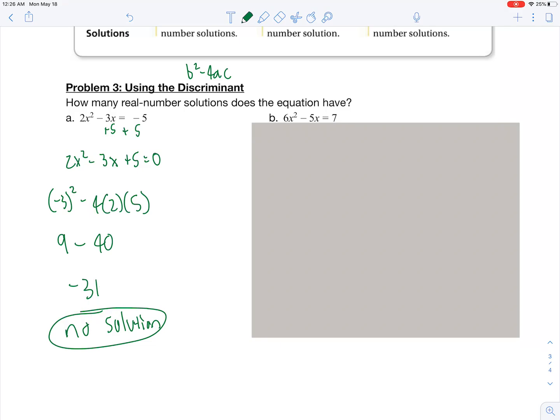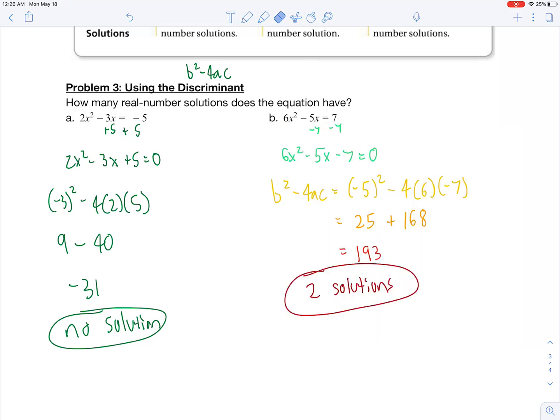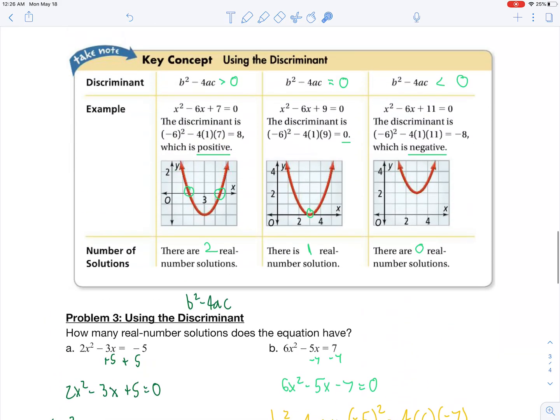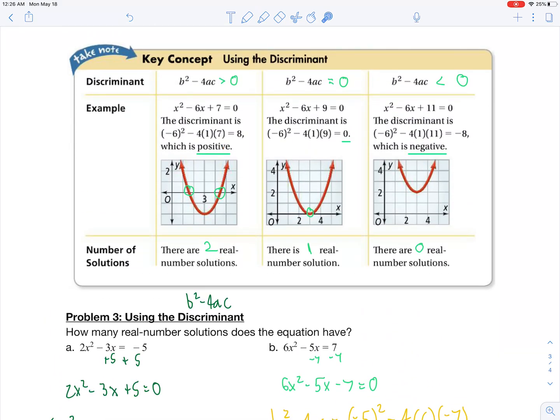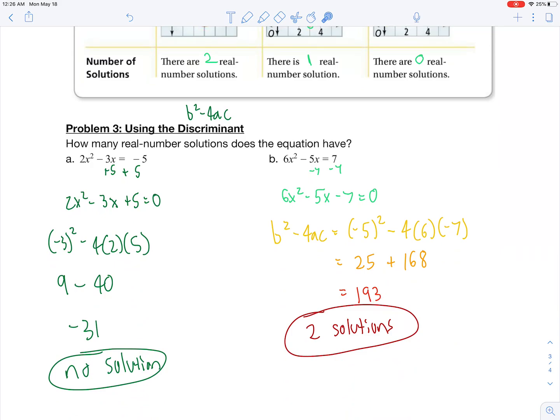So trying the same thing with the next one, if I just plug that into b squared minus 4ac, I again have to get this in standard form first, but once I do, b squared is negative 5 squared minus 4 times a times c. If I get a positive solution from this, again, positive means that I'm going to have two solutions. So just by looking at the discriminant, we don't have to say what the solutions are. We just know that there's going to be two of them.